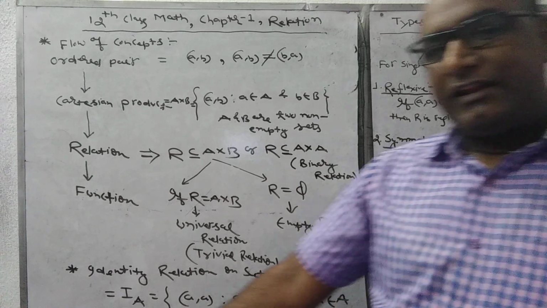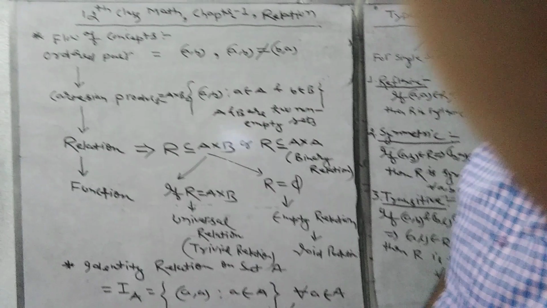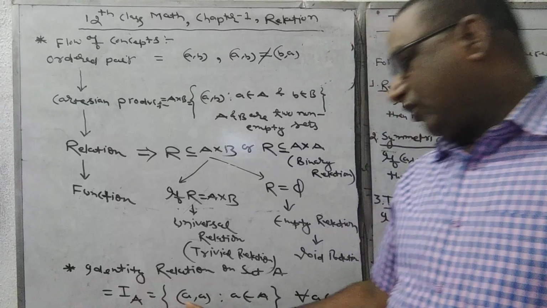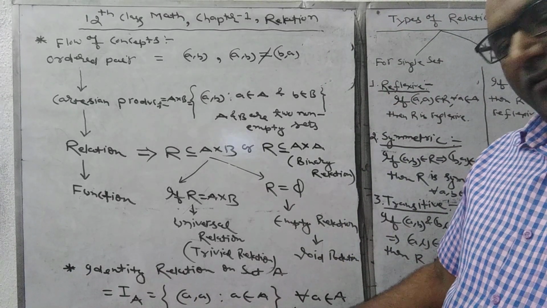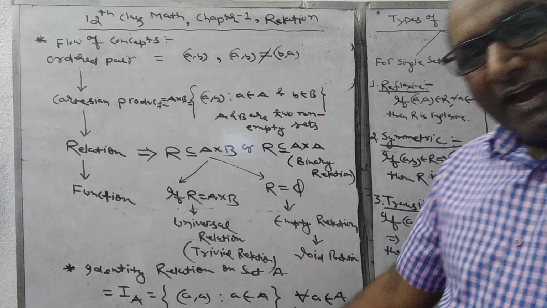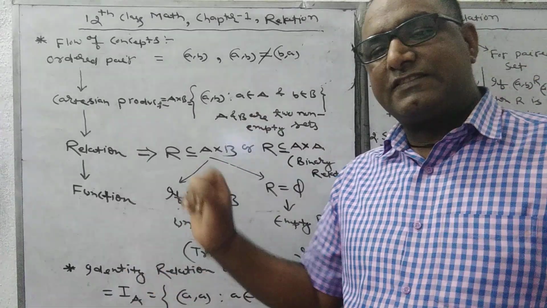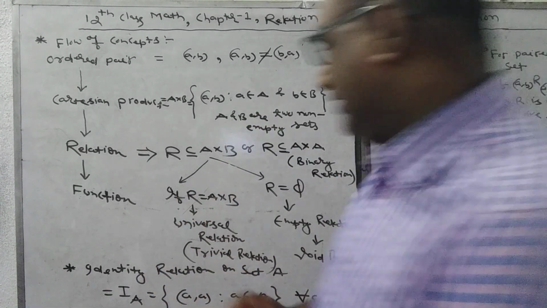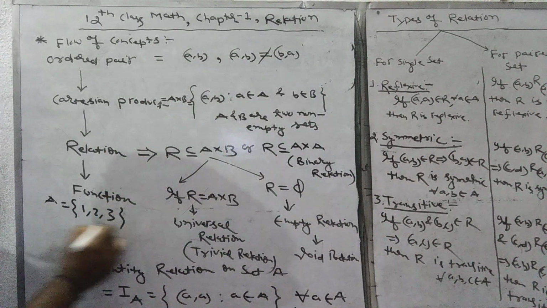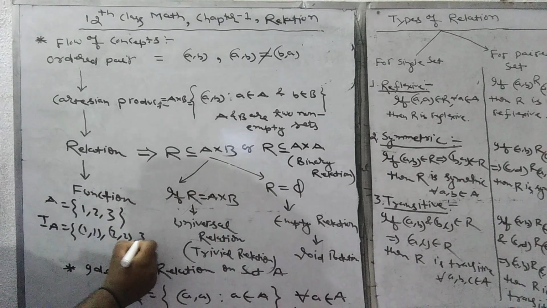Now, what is identity relation? Identity relation means an element relates itself, like (a, a) such that a belongs to A. But it differs from the reflexive relation. How? Because in the identity relation, only the elements given in the set are present. Like if A is equal to {1, 2, 3}, then I_A contains (1,1), (2,2), (3,3).